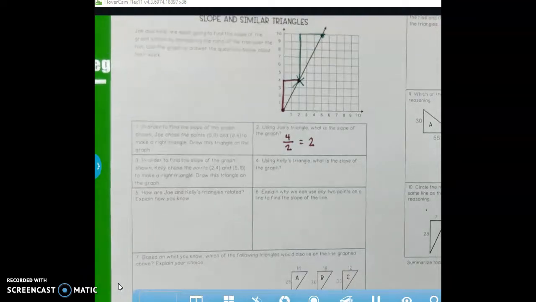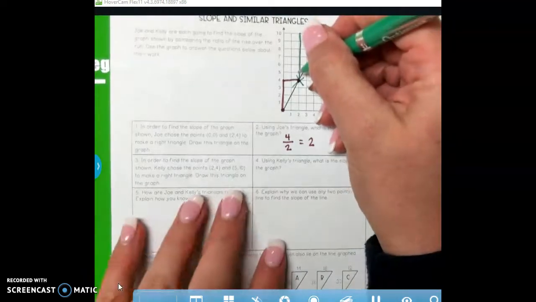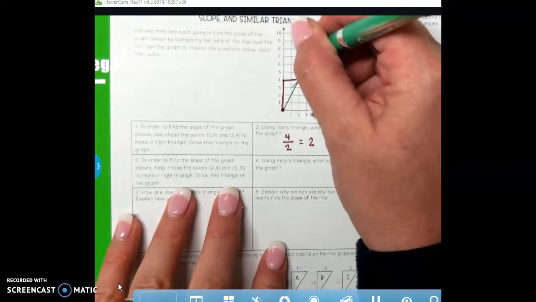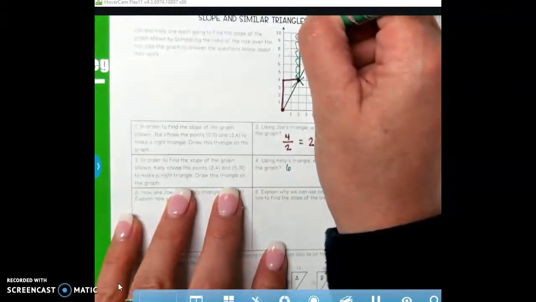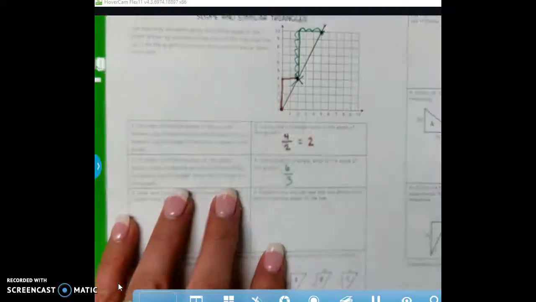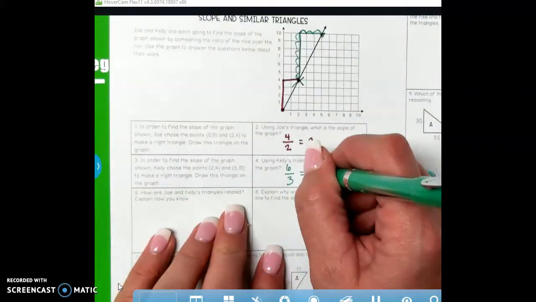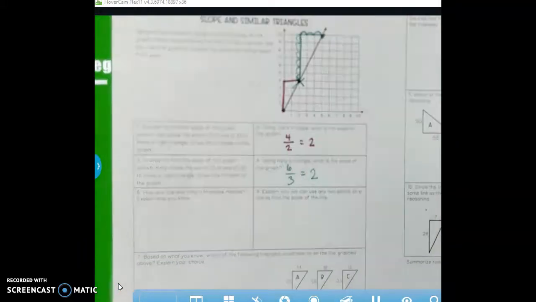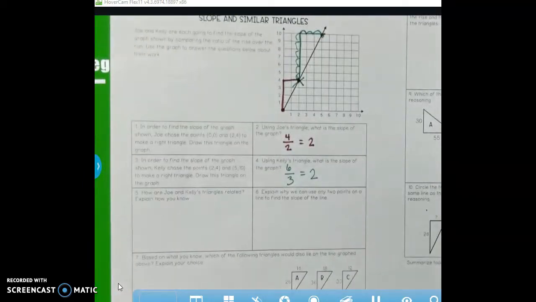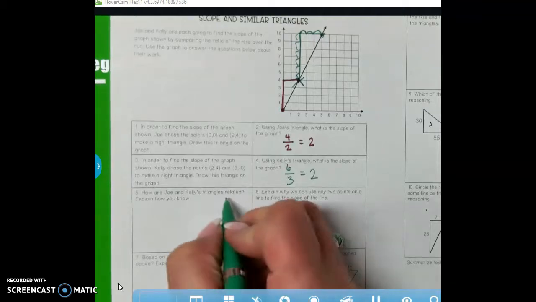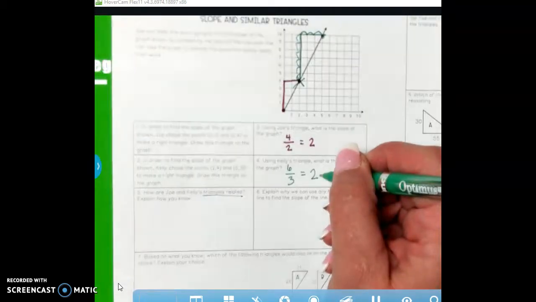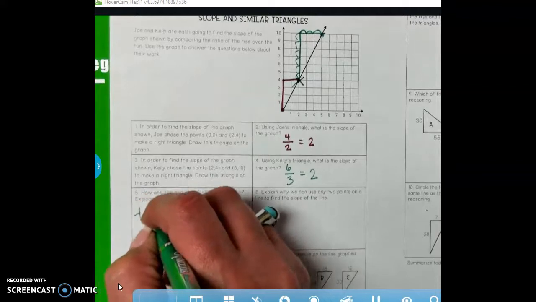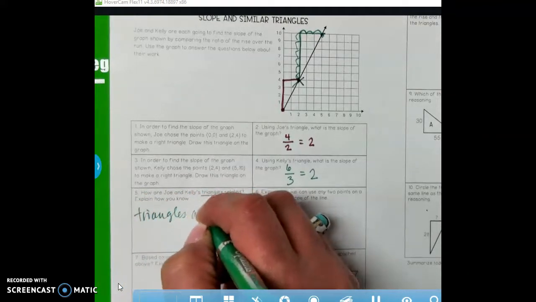So when I am evaluating Kelly's, 1, 2, 3, 4, 5, 6. 6 is my rise, and then 3 is my run. So that tells me, oh, well, it's the same slope. What we are highlighting and making sure that we totally understand is, when we have these triangles and we get the same slope, that means your triangles are similar.